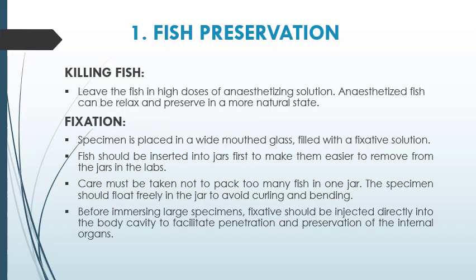Now we will discuss preservation methods of the five vertebrate groups. First of all, let's talk about fish preservation. Generally, preservation has three steps. First of all, killing. Second is fixation, and the third is preservation.